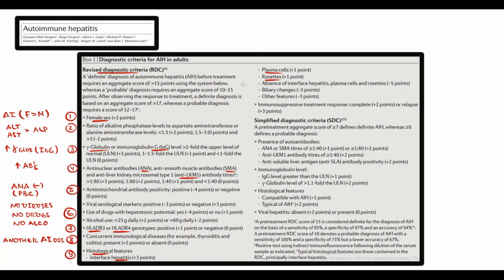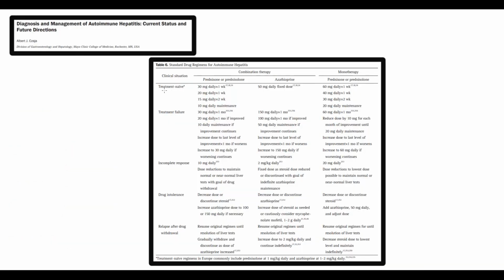The last criteria is the treatment response. If there is good response to a specific autoimmune hepatitis treatment, then probably we guessed it correctly. But what is the treatment? Currently, in treatment, we use two major medications. It's corticosteroids and azathioprine. But as we see, the major medication is corticosteroids.